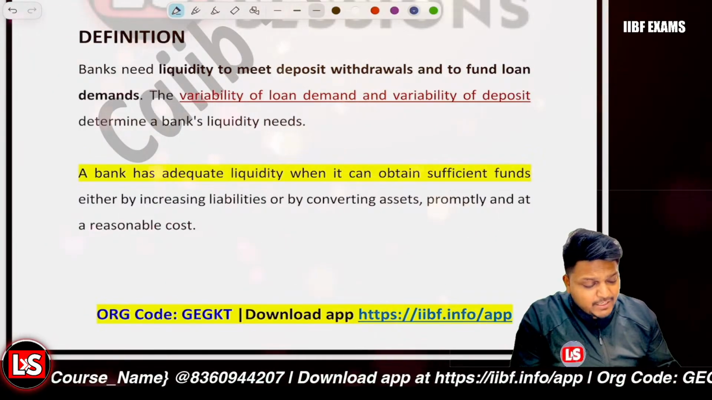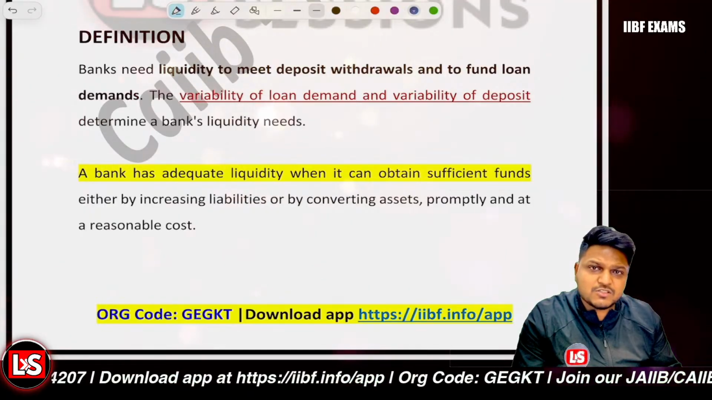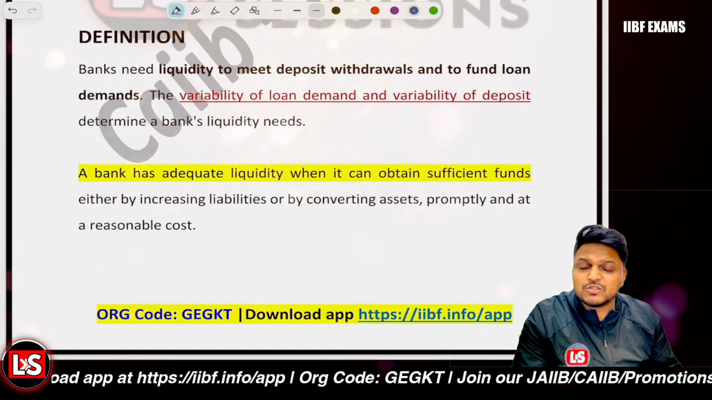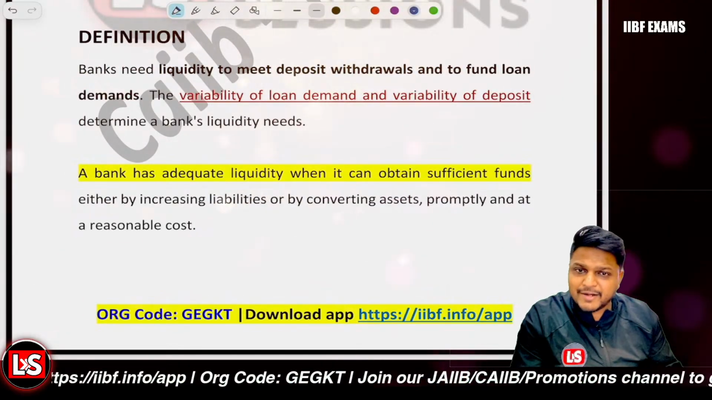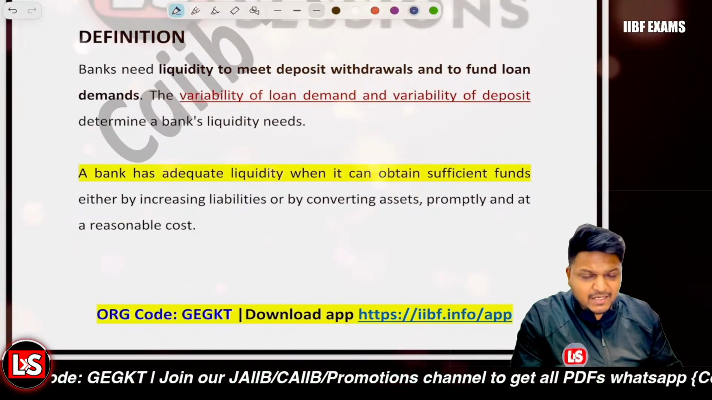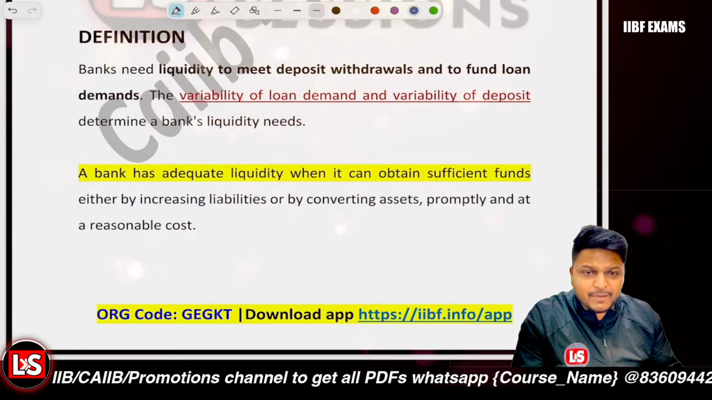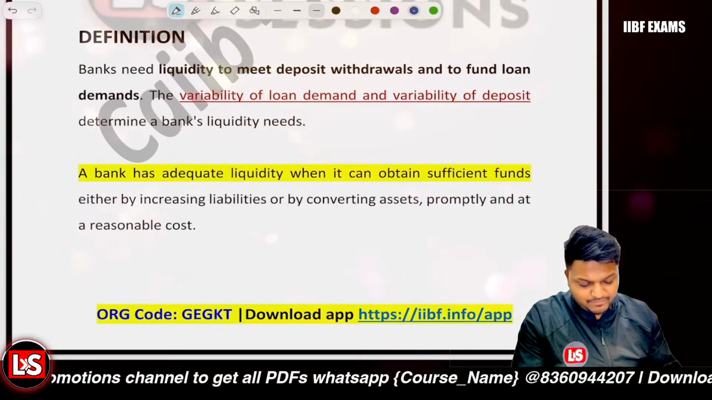And that we need to do promptly and at a reasonable cost. It's not the case that we are just generating the liquidity, but we should be able to generate it promptly. When required, we are able to generate it, and at a very reasonable cost. Then we say that we are having adequate liquidity. That's a complete and proper definition of adequate liquidity.